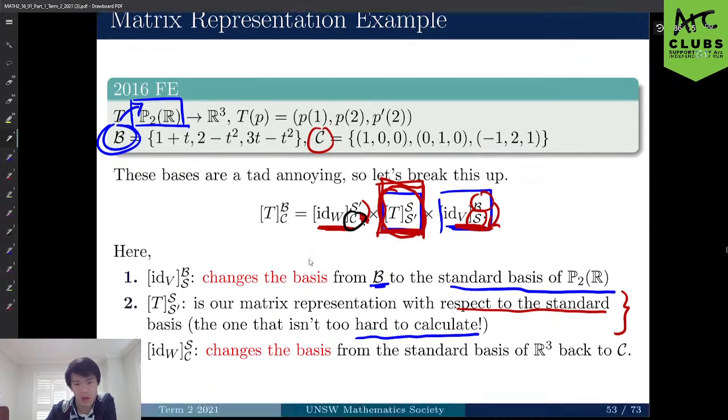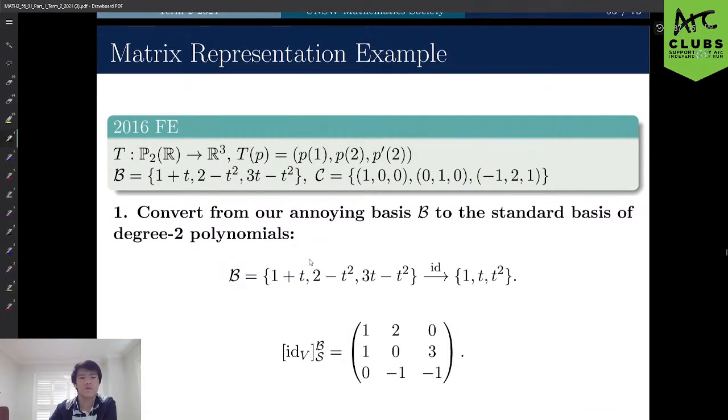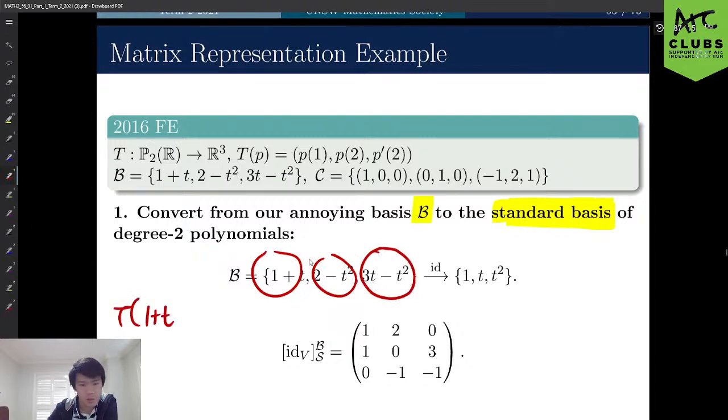Right, so now we can talk about how to actually calculate these components. So first of all, converting from our annoying basis to the standard basis. Right, so what do we do now? Well, that'll just be what we talked about before with the direct method. So what we do is we go down our vectors in the domain, our basis vectors. Right, and we apply t of this, and we find it with respect to basis c.